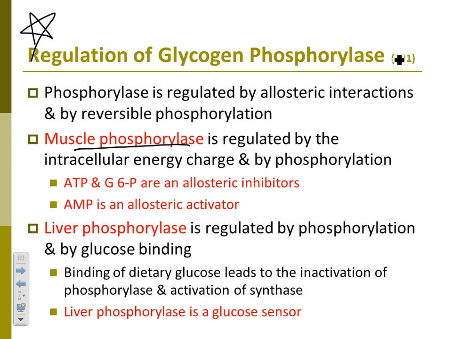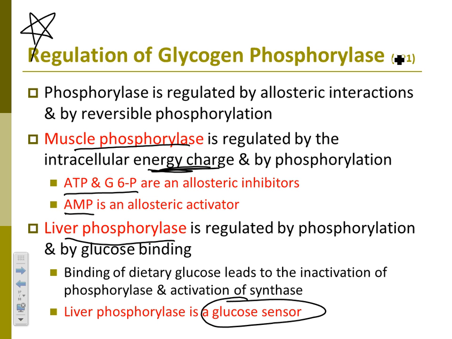Make sure to know the difference between muscle and liver phosphorylase. Glucose sensor is a big thing here. Know your inhibitors and activators, of course. So energy charge is going to be high energy charge inhibits, low energy charge activates.